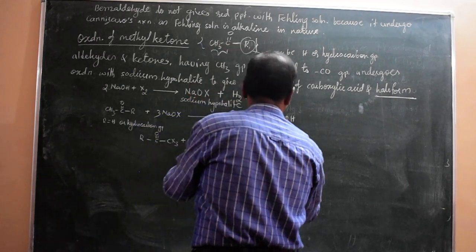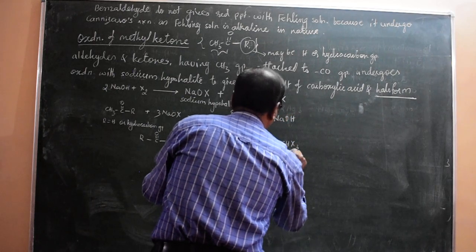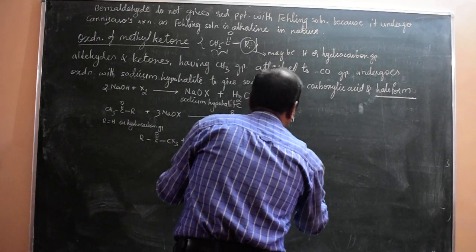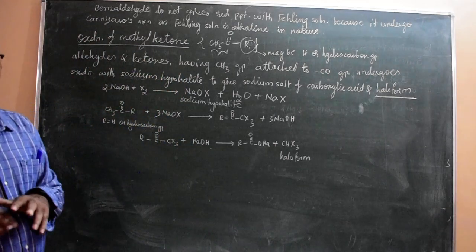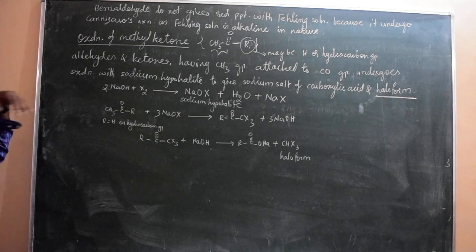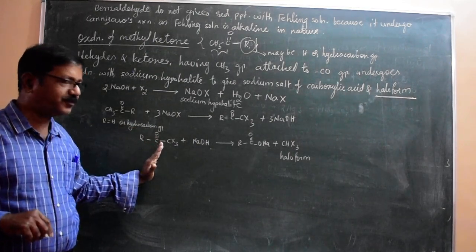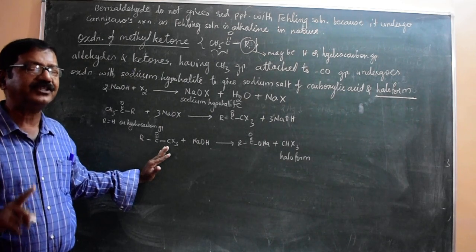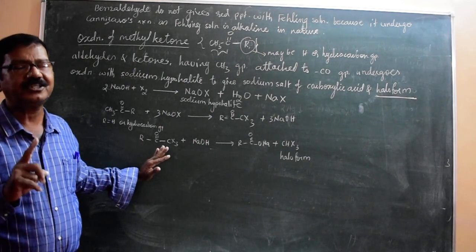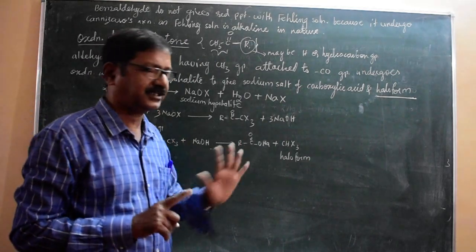Plus CHX3. This is called the haloform reaction. Remember this one. This equation is important. This reaction is also important. Even the previous one is also important. So it's a test for methyl ketone. This reaction is used as a test for methyl ketone. All methyl ketones answer this reaction.